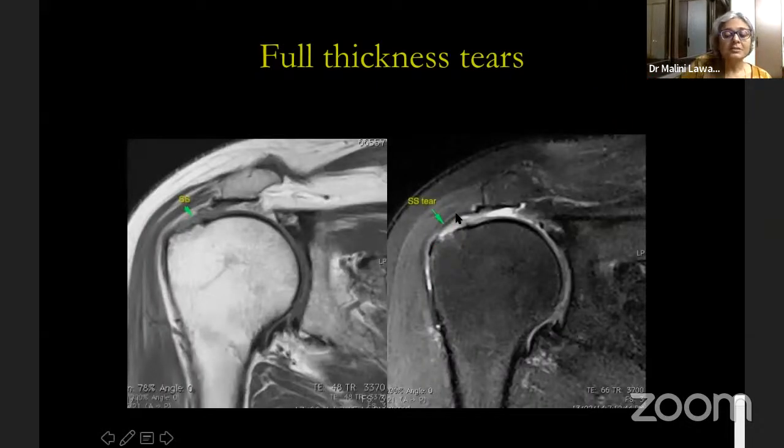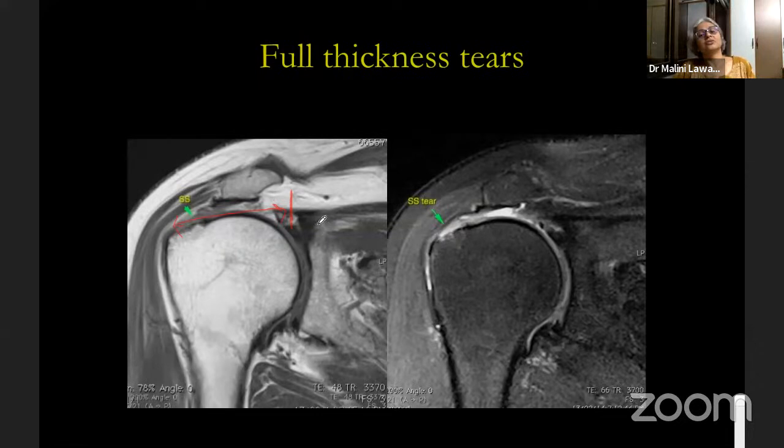Now, here is another full thickness tear where we can see there is no tendon from the insertion and the retracted tendon is almost up to this level. So there's this retraction up to the glenohumeral joint level by this many centimeters. So that is important. If the retraction is too much medial to the glenoid also, surgical repair may not be possible or one may have to do an open surgery.